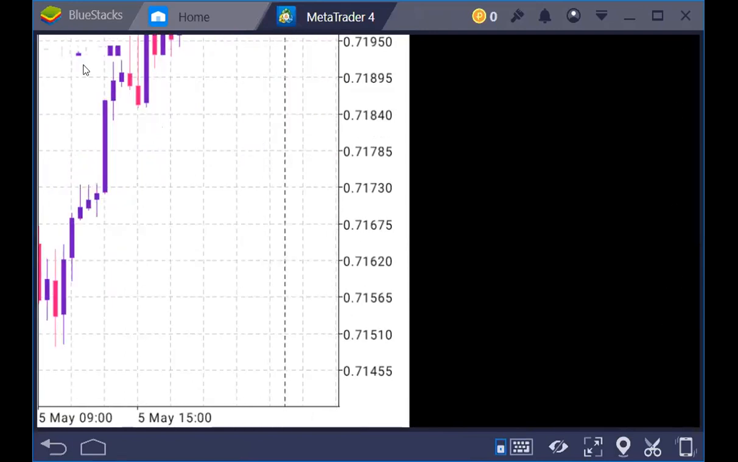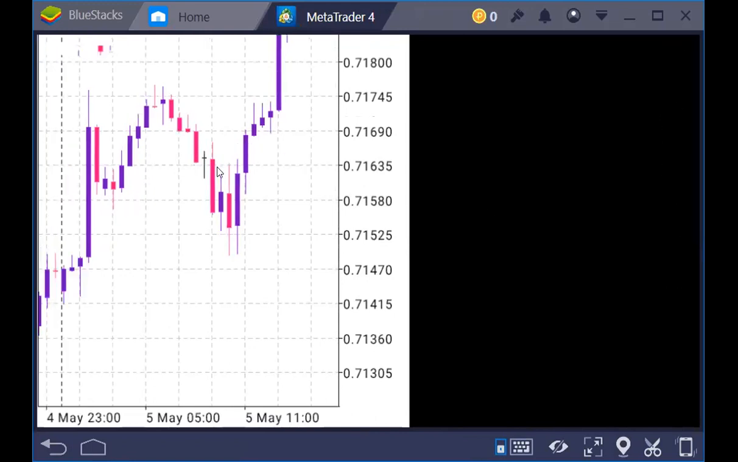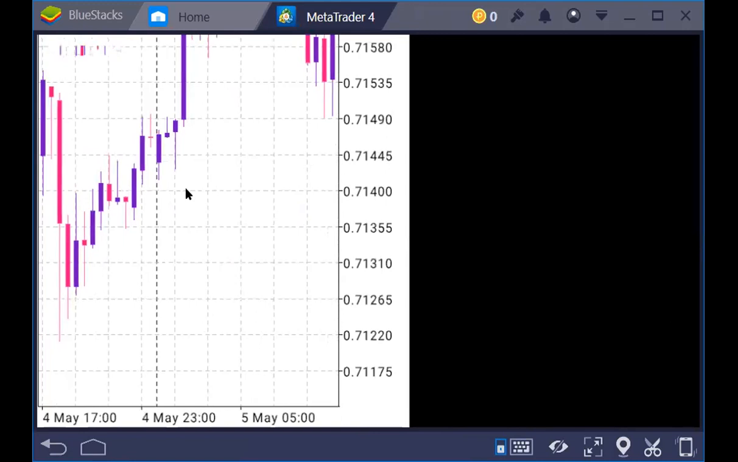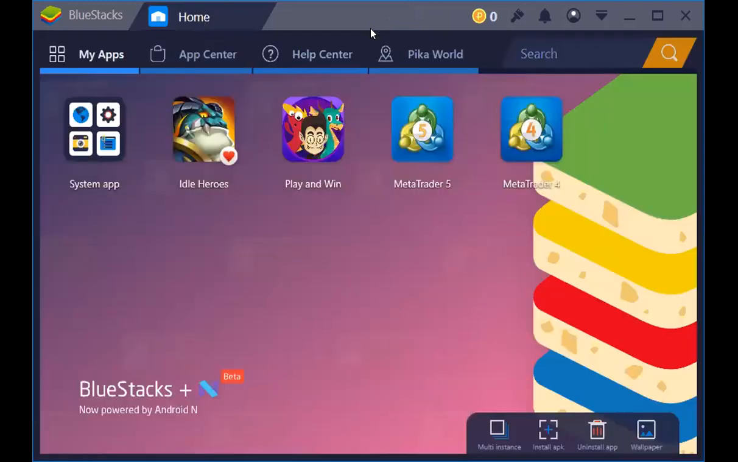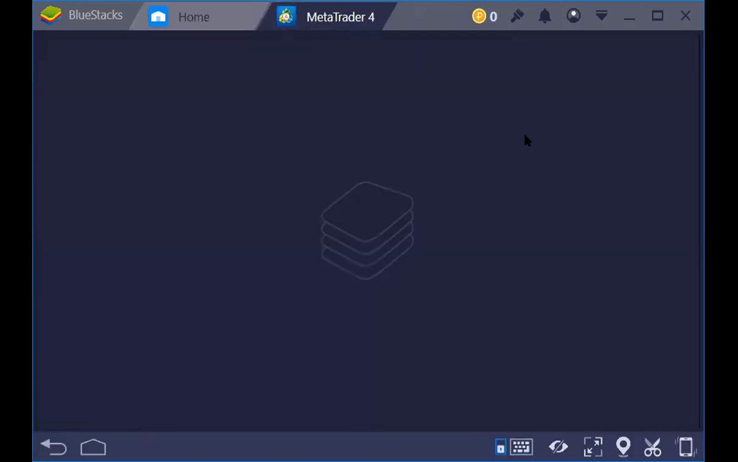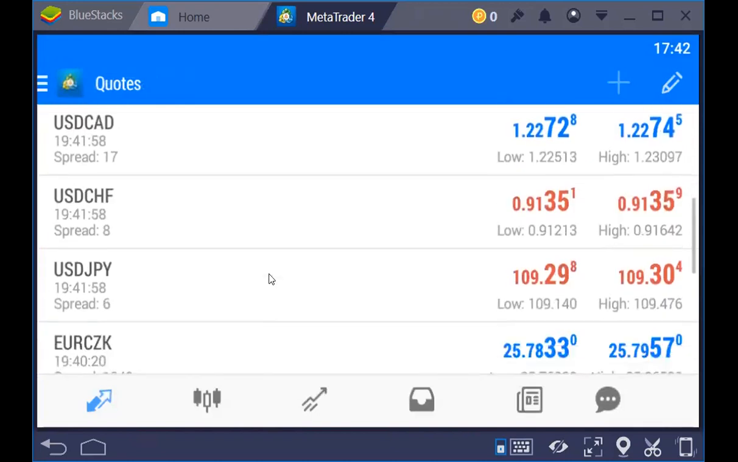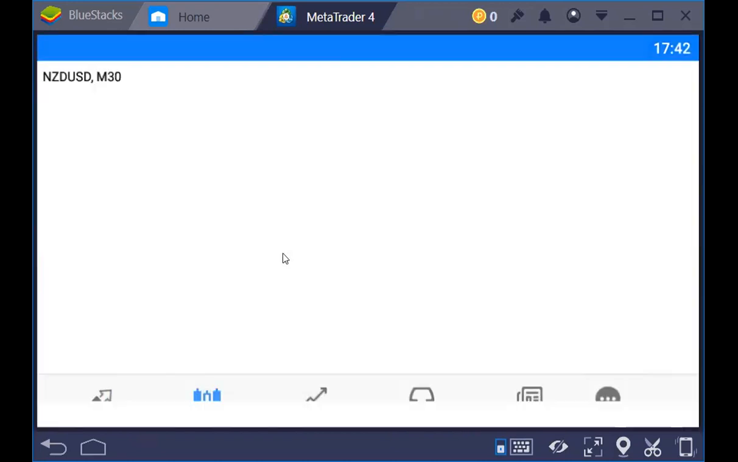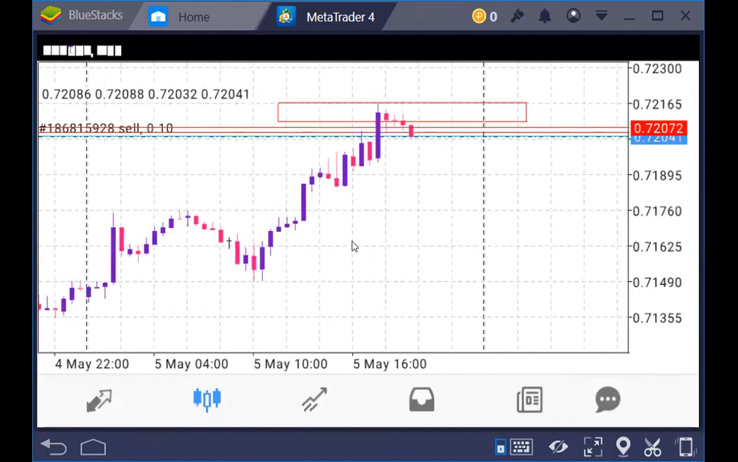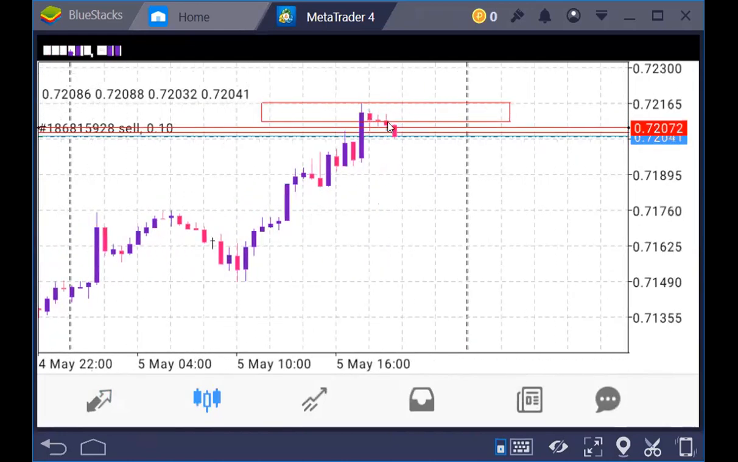I see my app is beginning to misbehave. So I'm going to close this. Let me reopen the app. All right. So this is the resistance zone. Now watch how I pick these two.